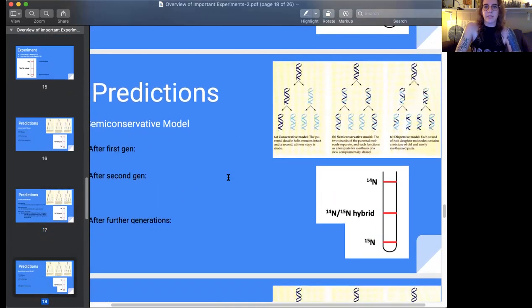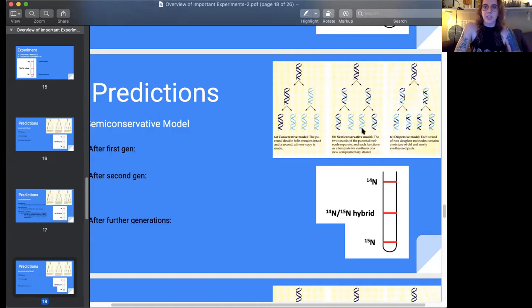Okay, for the semi-conservative model, we look and we see, okay, after the first generation, we expect to see exactly half from the original, which contains that heavy isotope, and half from the new, which contains the light isotope. So we would expect to see just a single band here. Even though both particles are hybrids, it will just appear as one band because they're both going to be in the same place. And so that's helpful. So we know that we're going to have one band here.